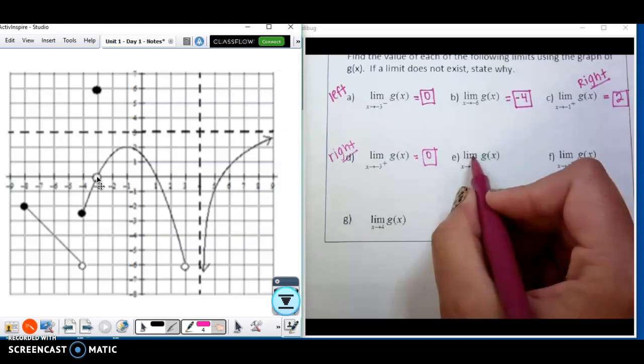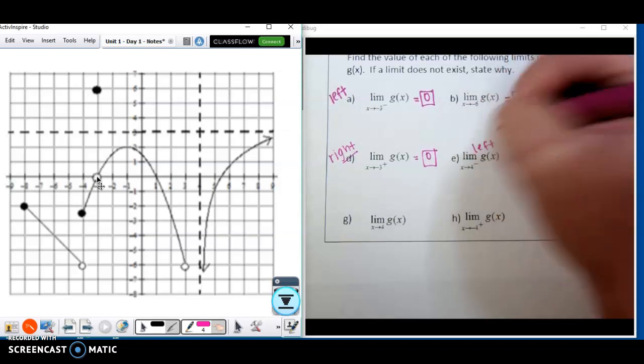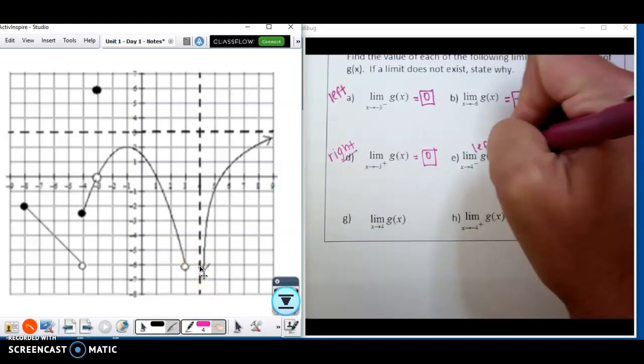Alright, part E says the limit as x approaches 4 from the left. So if we find 4, 4 has this vertical asymptote at it, and we're coming in from the left side. So coming in from the left, this graph does not keep going. Okay, these y values are not keeping smaller and smaller. These y values actually stop here. So this graph doesn't even get close to this x equals 4. So this doesn't exist.